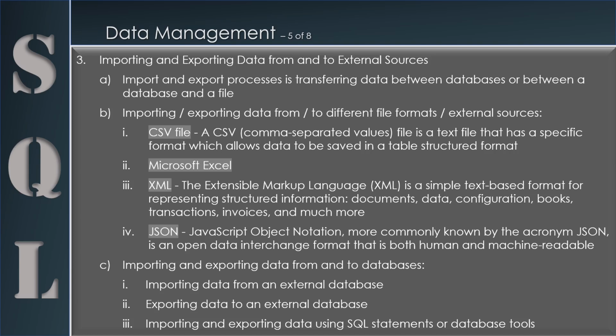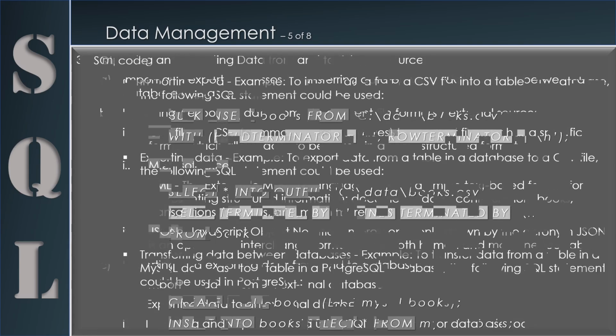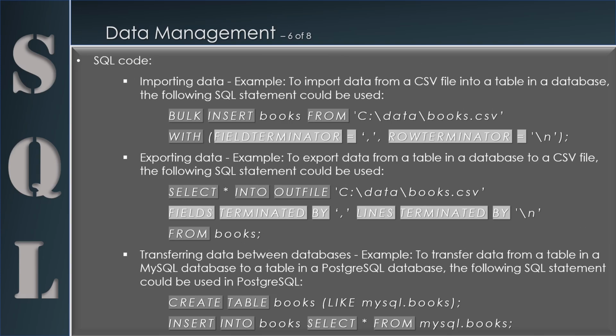So you can import from a CSV file, Excel spreadsheet file, XML, or JSON file, which is JavaScript Object Notation, or import and export data from and to databases. From one database to the other, importing and exporting can both be done using SQL statements or database tools. In this section, we're going to talk about SQL codes, on how to write the codes for importing data, exporting data, and transferring data between databases.